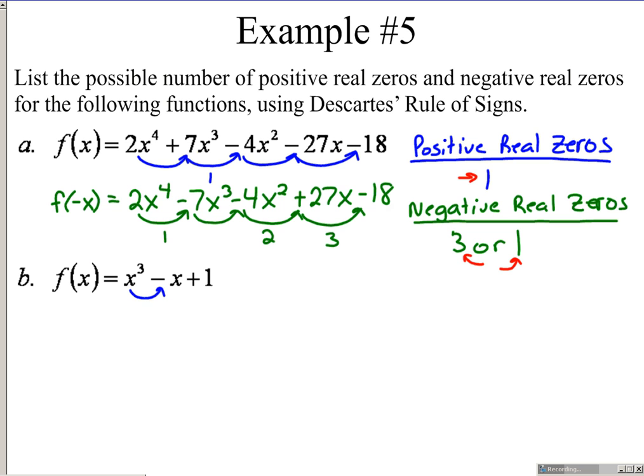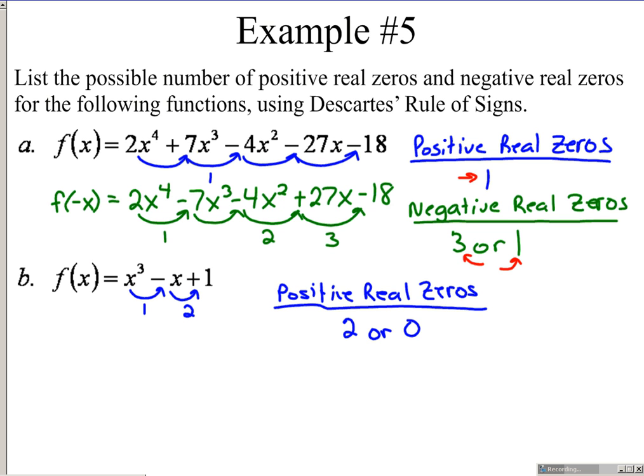Count the sign changes. There's 1. There's 2 sign changes. So positive real zeros for this function is going to be 2 or 0.